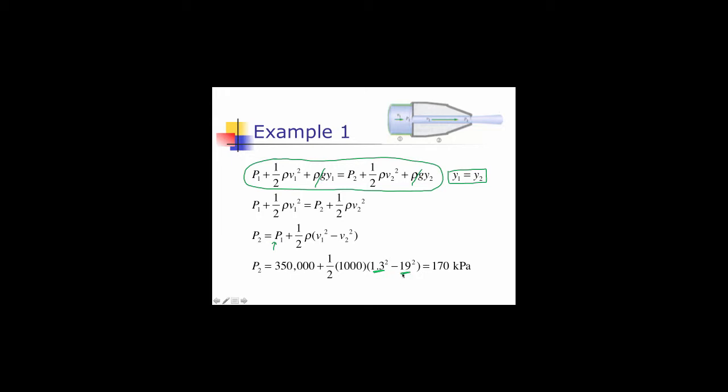for the velocity of the nozzle, and I find the pressure of the water coming out of the nozzle is 170 kilopascals. Now here's an insight. The pressure in the nozzle is less than that in the hose. Where does that stored energy go from the hose? Well, it gets converted into kinetic energy as the water passes through the nozzle.